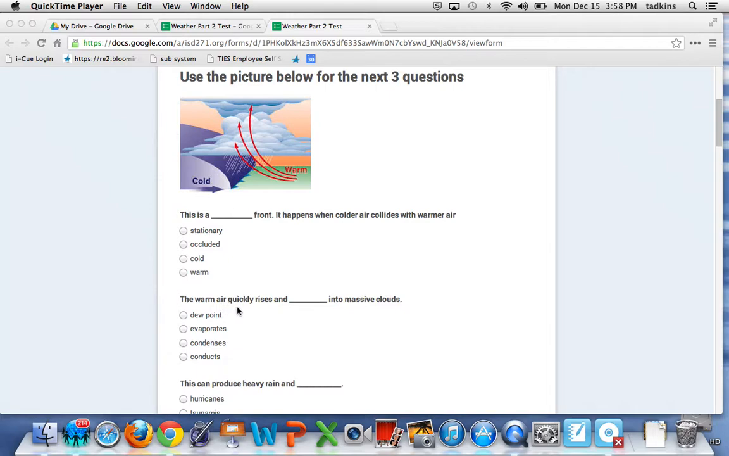The warm air quickly rises and blank into massive clouds. The warm air quickly rises and dew point into massive clouds. The warm air quickly rises and evaporates into massive clouds. The warm air quickly rises and condenses into massive clouds. The warm air quickly rises and conducts into massive clouds.